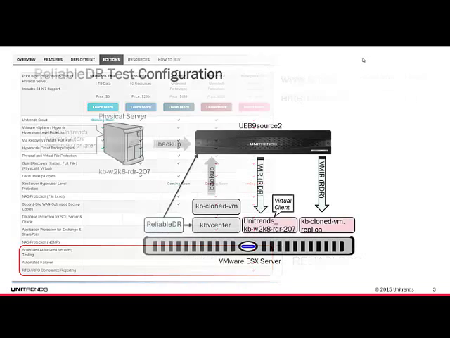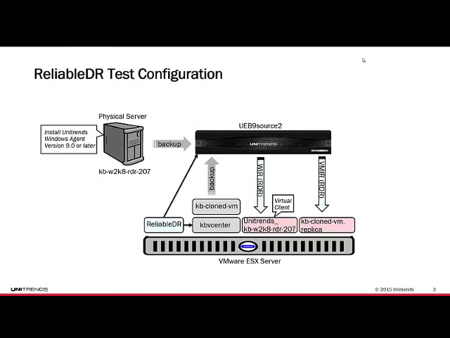we'll now demonstrate. Before diving into the product screen, let's look at the following configuration diagram. Notice that we have a physical Windows server here that's being backed up to a UEB or Recovery Series appliance. This physical server needs to have the latest 9.0 Windows agent on it. And notice also we have a VMware ESX server here with a number of VMs. We have a vCenter virtual machine. We have this cloned virtual machine which is being backed up by the appliance. And we also have the Reliable DR virtual machine.